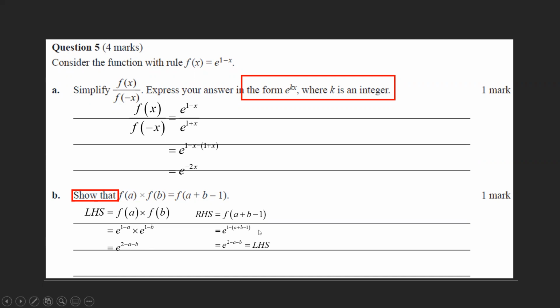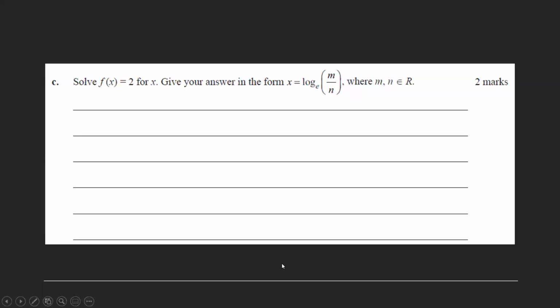Right, let's have a look at the last part. The last part is an equation solving. So you equate your f of x to 2, and you must give your answer in the form x equals log e of m over m. Basically, you just equate e to the power of 1 minus x to 2. And this term will be further written as e over e to the power x equals 2. Basically, you can just swap this e to the power x term with 2, swapping their positions, and the equation still holds true, okay? Unless this one is 0, you can't do that.